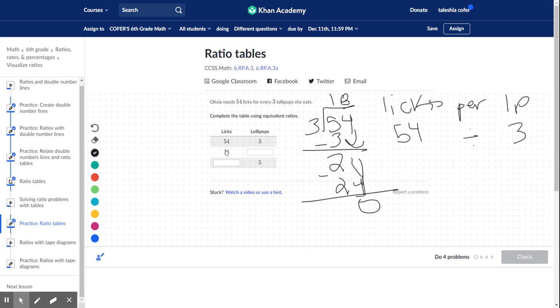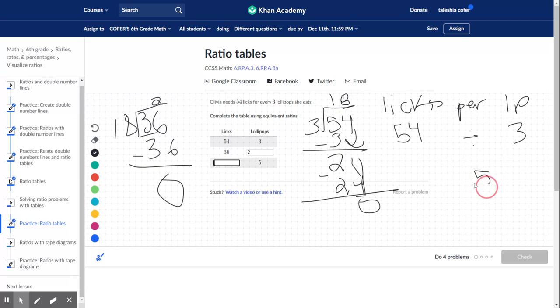In order to get from my licks to my lollipops, I divide by 18. So let me see what 36 divided by 18 is. I know that's going to be a 2 because 2 times 18 is 36, and I'm left with 0. So 2 lollipops would give her 36 licks. And what about 5 lollipops?